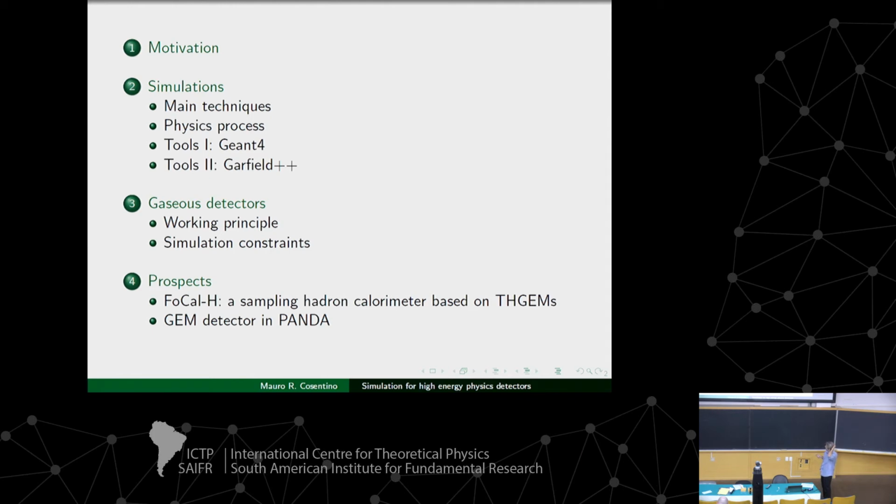So we are considering to propose, there is an upgrade proposal for the ALICE collaboration, which is a forward calorimeter. And one of the components of this forward calorimeter is a hadronic calorimeter part, which we are considering to make a proposal for, the Brazilian team, not myself only, but the Brazilian team. And I will present details of this idea. It's still a very rough idea. And I will talk a little bit about the prospect of GEM detectors in PANDA.